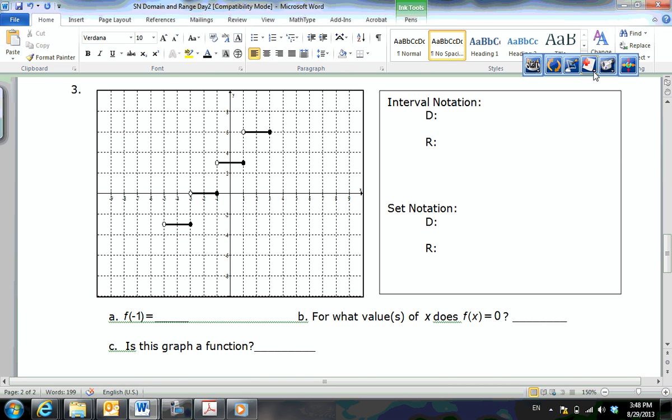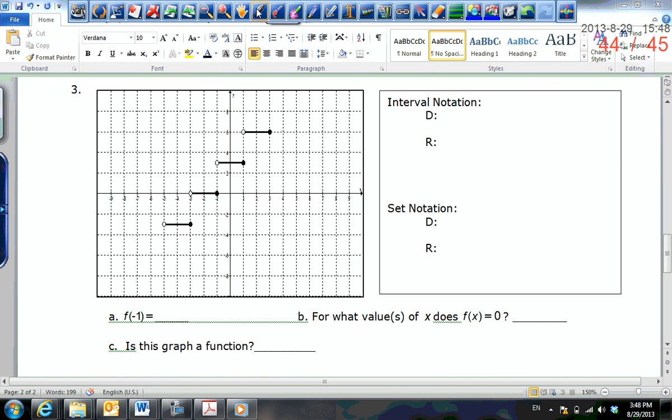Alright, number 3. The domain for interval notation. Where does the graph begin? On the very left hand side, negative 5. Open or closed circle? Open, so that means parentheses. Comma. Where does my graph end? The very far right, at 3. Does that have a closed or an open circle? So you know it means bracket.